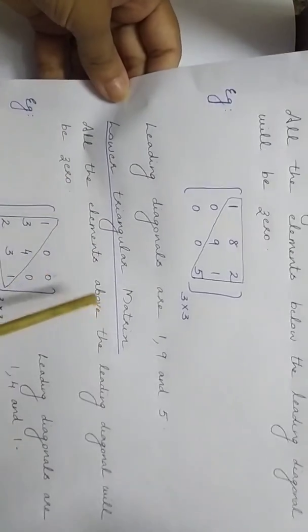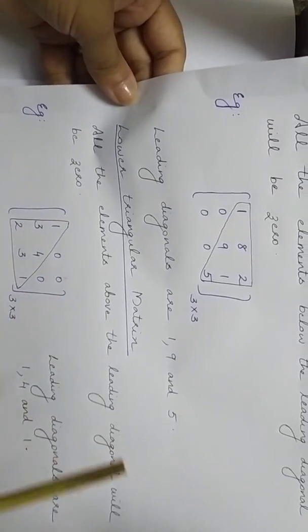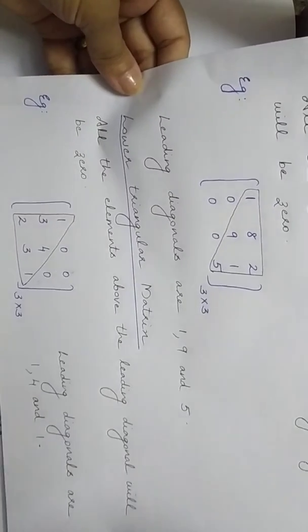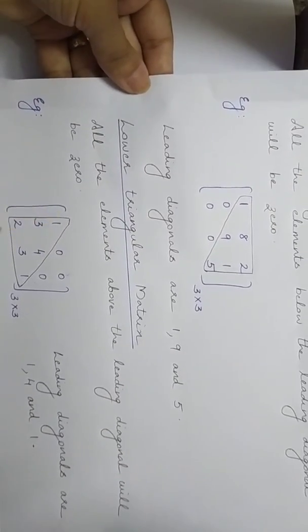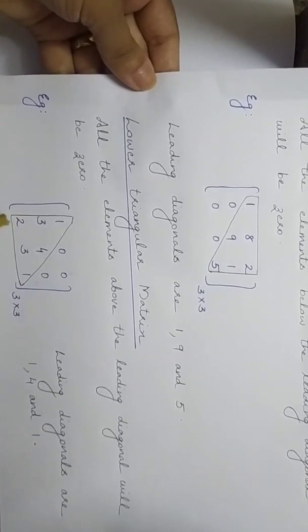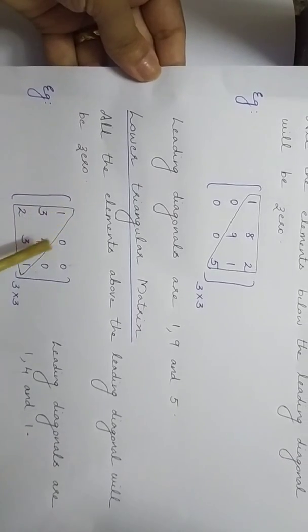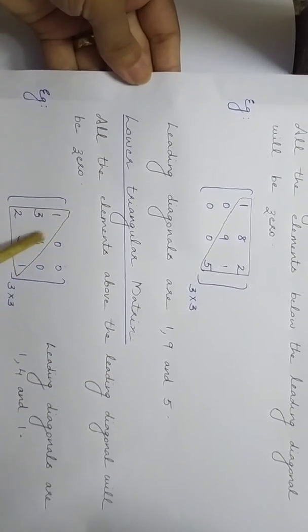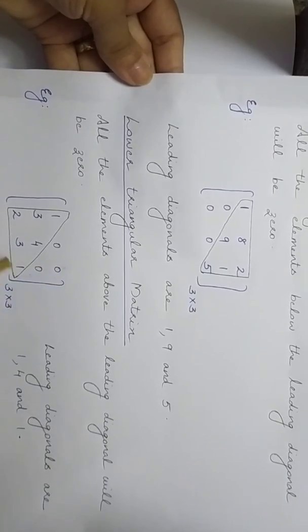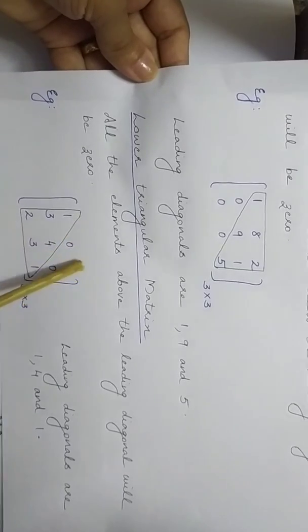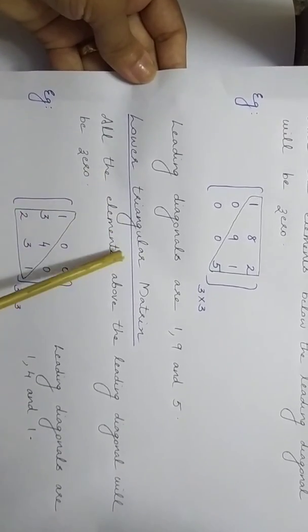Next, lower triangular matrix means all the elements above the leading diagonal will be 0. Just the opposite of the upper triangular matrix. For example, in this matrix: 1 0 0, 3 4 0, 2 3 1, we know our leading diagonals will be 1, 4 and 1. So a lower triangular matrix means the numbers above the leading diagonal will be 0. Here these numbers are actually 0. So this is an example of a lower triangular matrix.